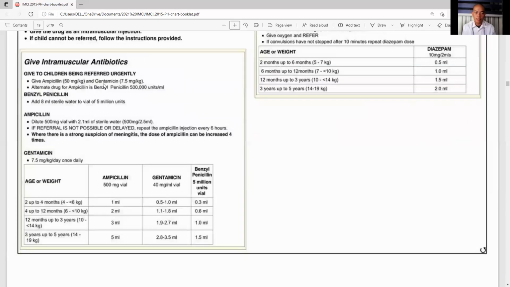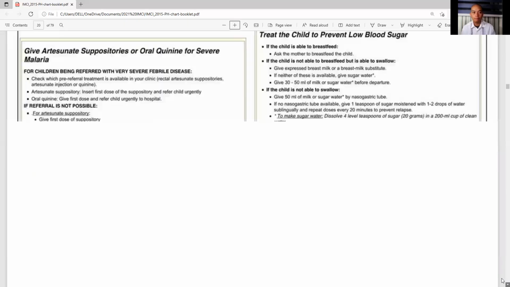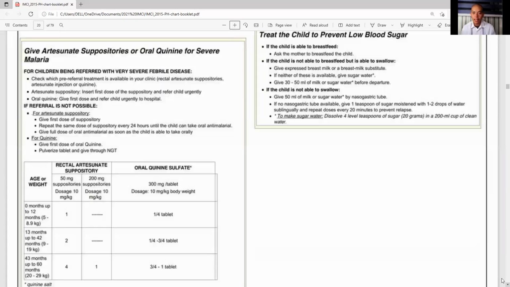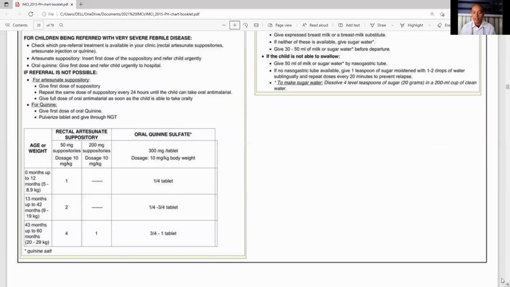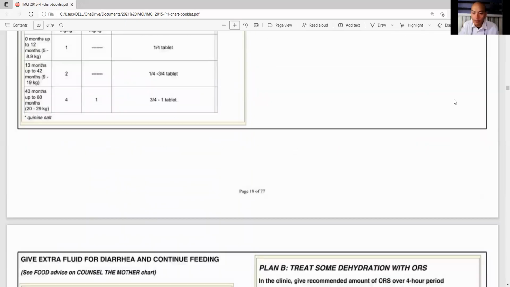Intramuscular antibiotics, okay, if it is present: ampicillin, gentamicin, benzylpenicillin. So depende sa age, depende sa medication, depende sa dosage. Oral quinine for malaria. If your patient tests positive for malaria, nandito yung treatment natin.